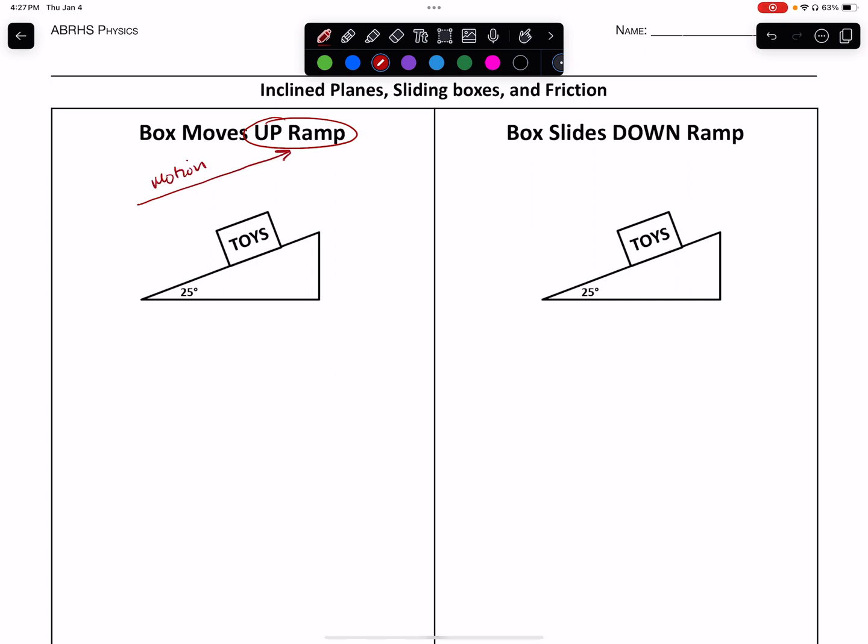If we start by drawing the forces in play, we're going to have a downward force due to gravity. That's always straight down. Then opposing that, perpendicular to the surface is going to be the normal force. Now, those two forces are not directly opposing each other, so we're going to need to split that gravitational force into its x and y components. So you can see I have a gravitational y component here and a gravitational x component here.